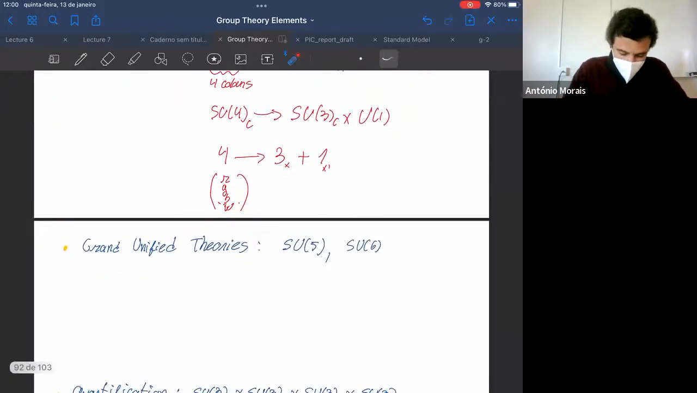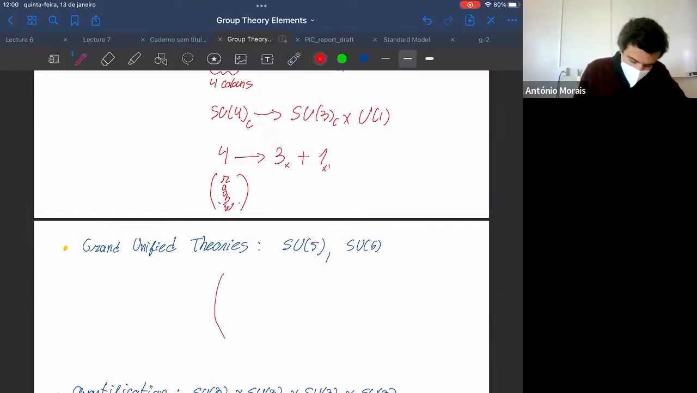And then you can have grand unified theories like SU5, SU6, and so on. I will stop with these two, not going into larger ones. But for example, in SU5, you have this 5 representation, which can have, for example, D quarks: D red, D green, D blue. And then you can have E and nu, EL and nu L. And this can be the right-handed ones. Or it's actually a 5 bar.